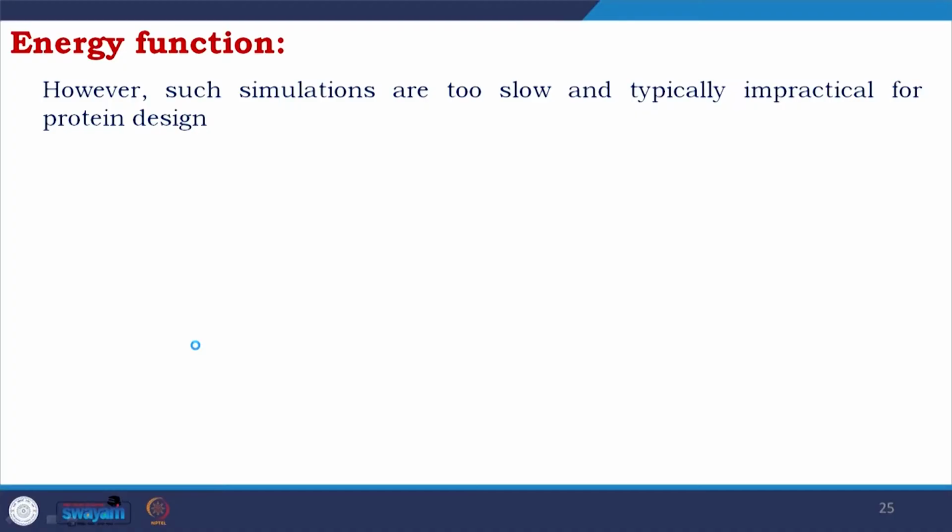If you remember, I talked about this when I was talking about MD simulation. In MD simulation, you are applying classical physics, whereas in quantum mechanics, what you are doing is electronic level calculation, which is sometimes even more accurate than real life experiment. However, such simulations are too slow, as I told, it is time demanding and computation demanding. It is typically impractical for protein designing, considering the big size of a protein as a macromolecule.